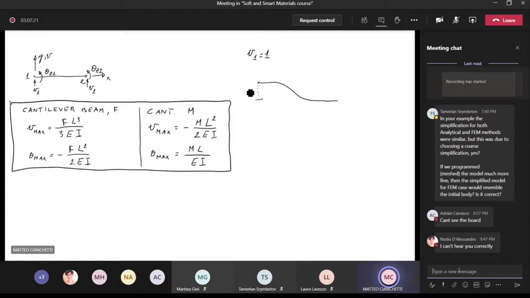So this is V1, it is equal to 1, we said. And all other degrees of freedom, as you can see, are 0, because there is no rotation here on node 1, there is no rotation on node 2, and there's no vertical displacement on node 2. So we just activated, let's say, the degree of freedom related to the vertical translation of node 1. Okay?